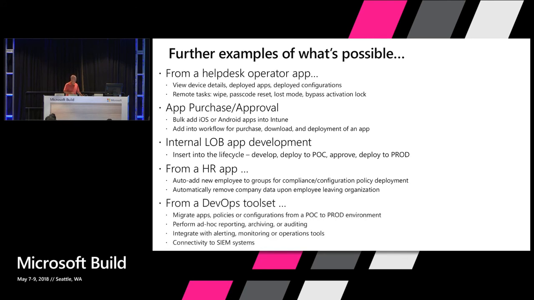And from a DevOps perspective, there's, again, migrating from proof of concept to production environments, doing your testing and validation, that happens very easily and can be coordinated through Graph, or doing ad hoc reporting. Archiving is another business process that Intune doesn't offer the ability for, but it's very easy to export out, and you can export out as a CSV file all of the data that defined all of your configuration and compliance policies, and just store them off in an archived format, or connect to a SIEM system for alerting, monitoring, or other operations.